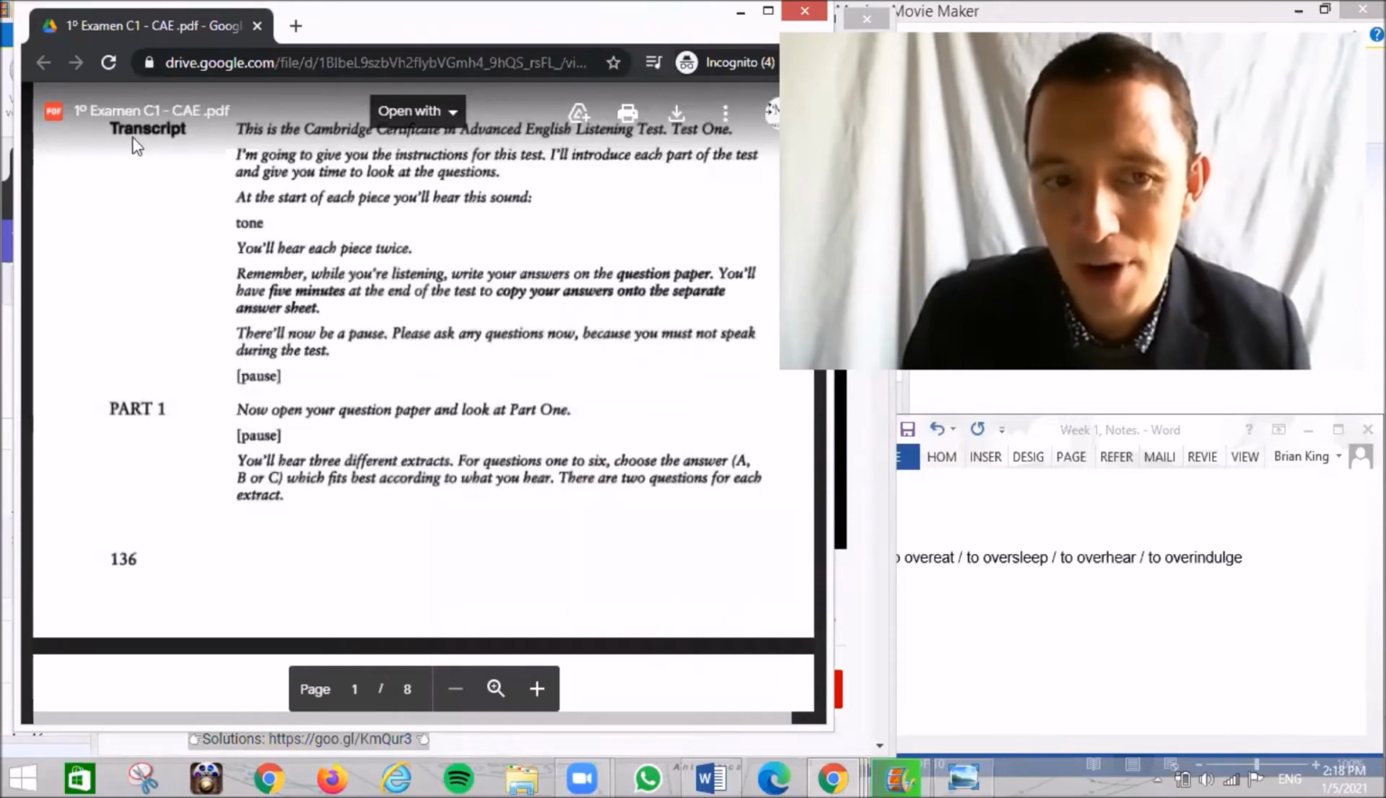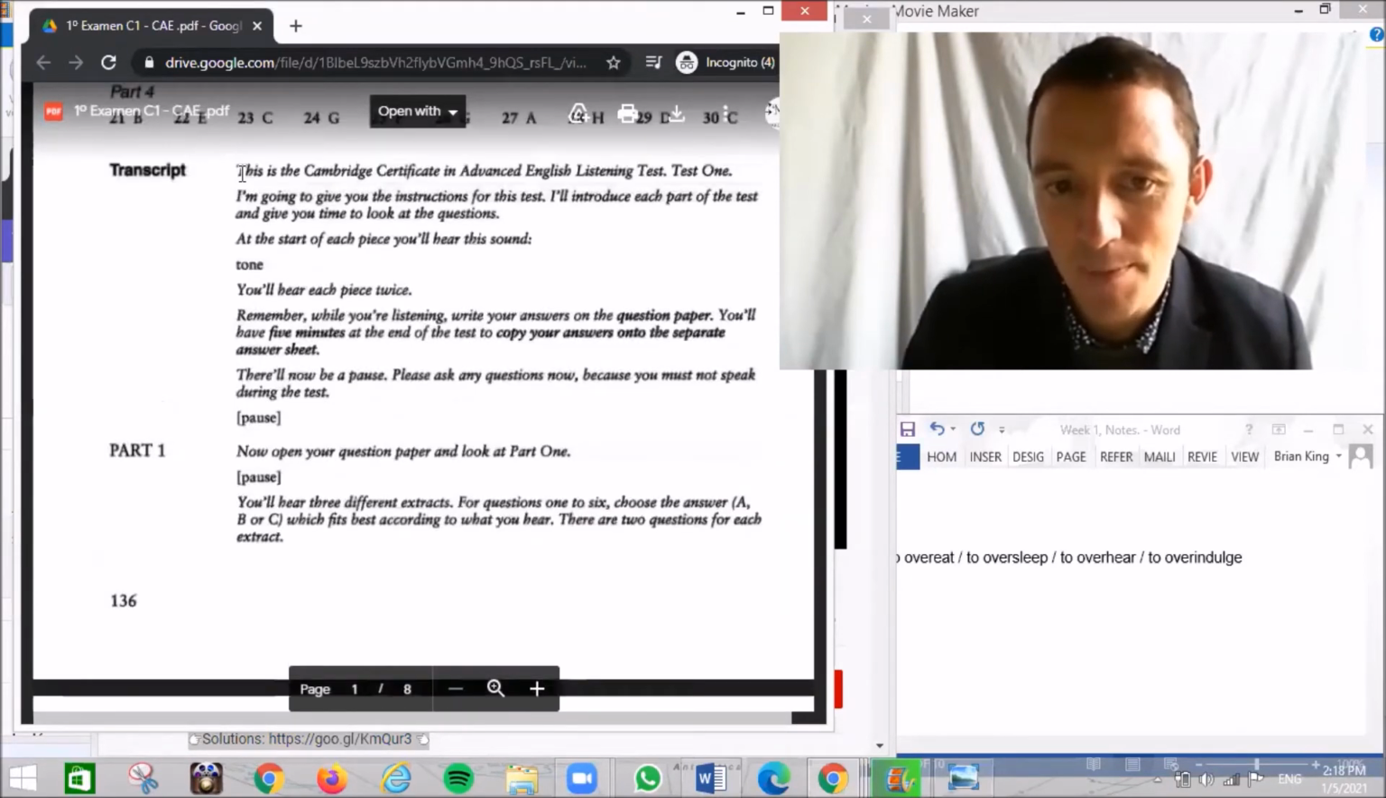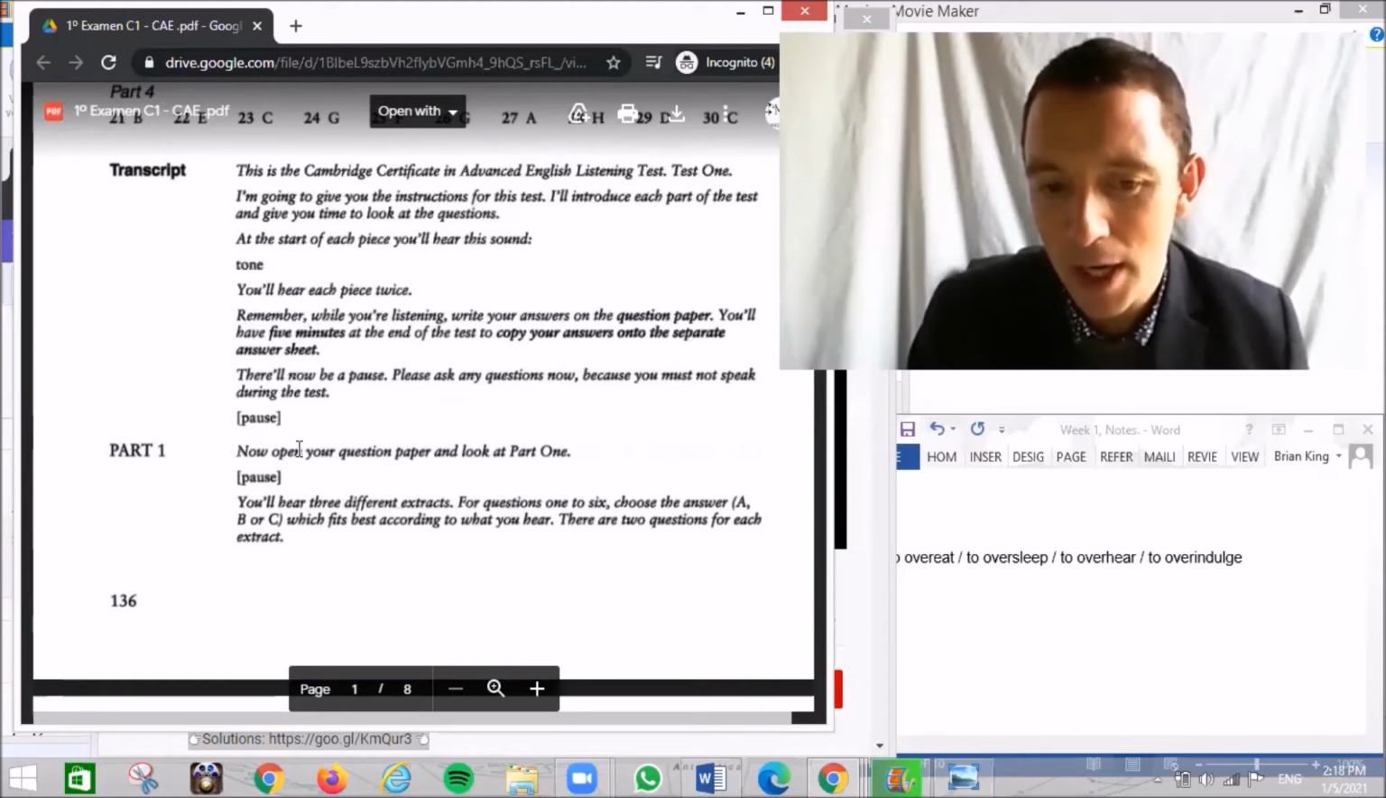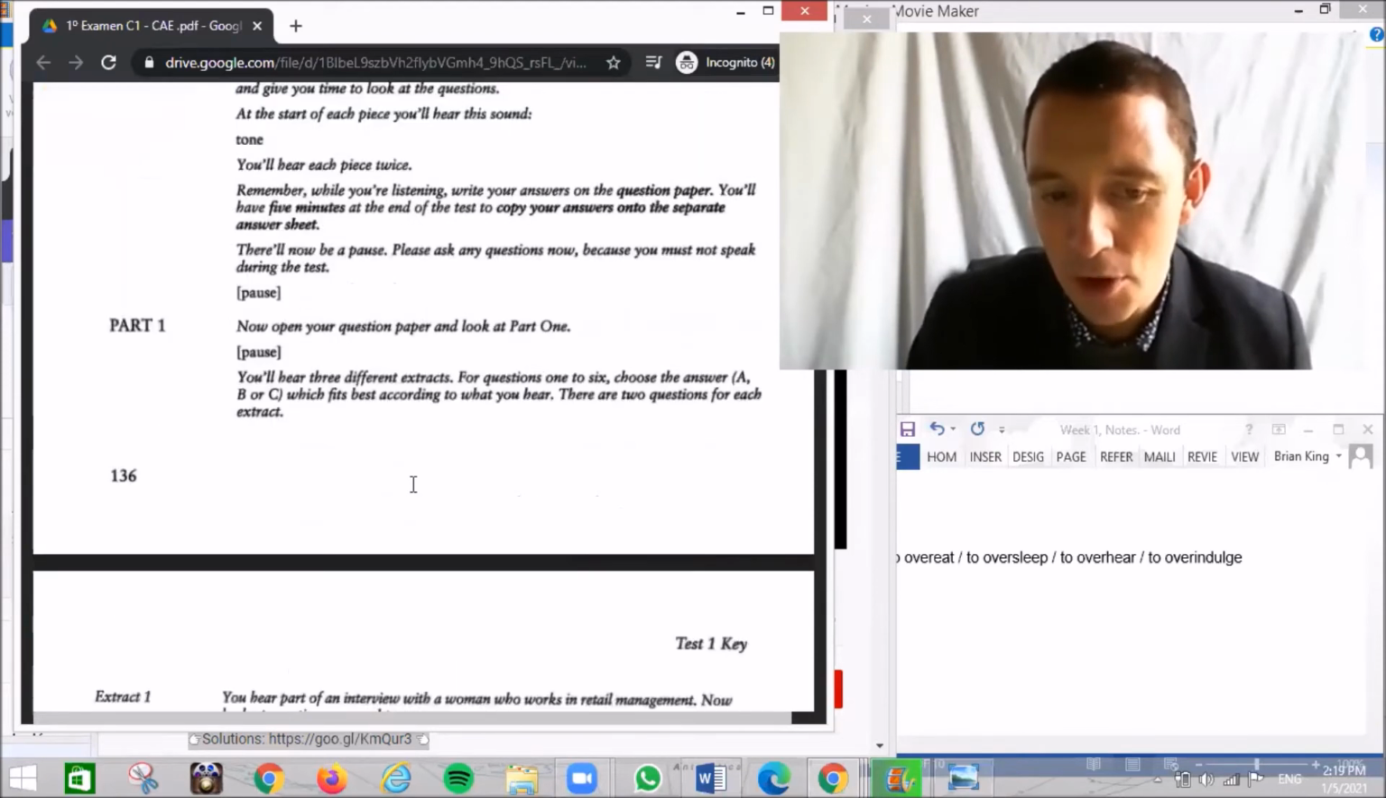Okay, so this is the transcript, and they say this is the Cambridge certificate in advanced English. Then I'm going to give you instructions for the test, and they explain the introduction, and then you have part one. Now open your question paper and look at part one. You'll hear three different extracts. Okay, so this is the script.